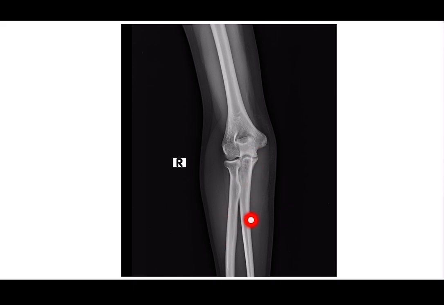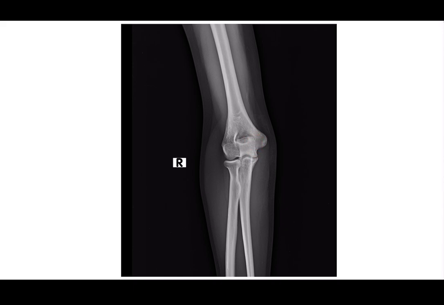radius, and the ulna. So, there are three joints here. First is the radiohumeral joint, second is the ulnohumeral joint, and third is the radioulnar joint. Now, the radiohumeral joint is between the head of radius and capitellum of humerus, and the ulnohumeral joint is between the olecranon and coronoid process of ulna and trochlea of humerus.